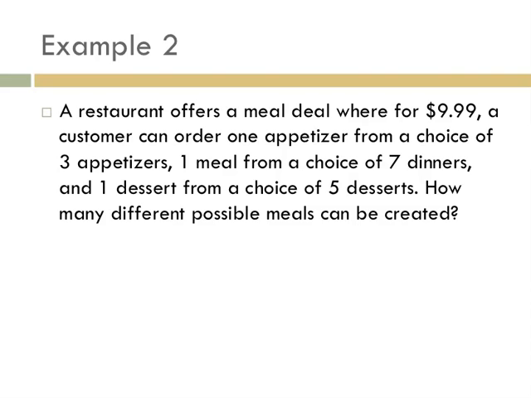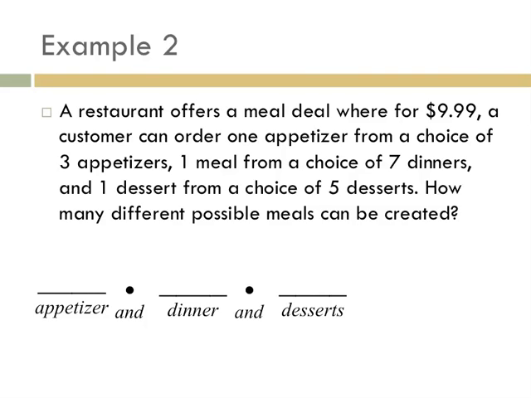A restaurant offers a meal deal where for $9.99, a customer can order 1 appetizer from a choice of 3 appetizers, 1 meal from a choice of 7 dinners, and 1 dessert from a choice of 5 desserts. How many different possible meals can be created? Okay, so for this deal, you have 3 parts, right? You pick an appetizer, and you pick a dinner, and you pick a dessert. So because we're saying and, we'll just write this out, appetizer and dinner and dessert.